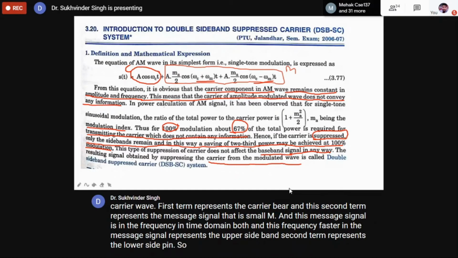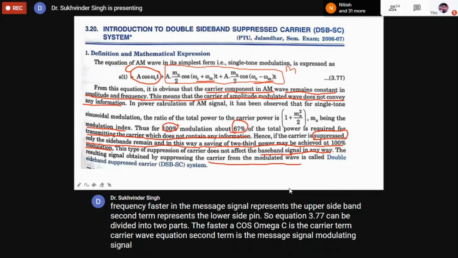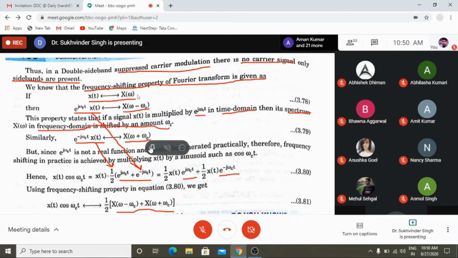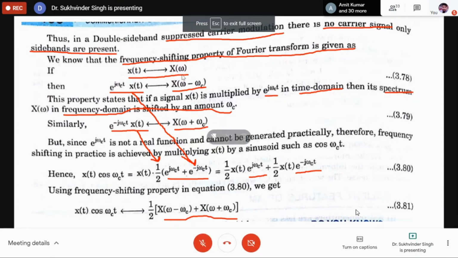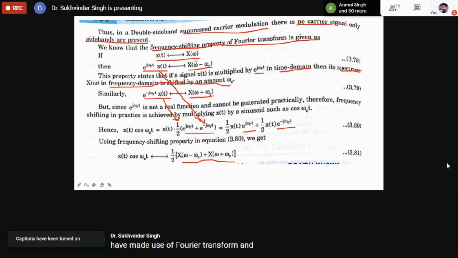So equation 3.77 can be divided into two parts. The first term, A cos omega ct, is the carrier term, the carrier wave equation. The second term is the message signal, the modulating signal. This message signal has a Fourier transform. We have x(t), that is the message signal, and capital X(omega) is the Fourier transform of the message signal.